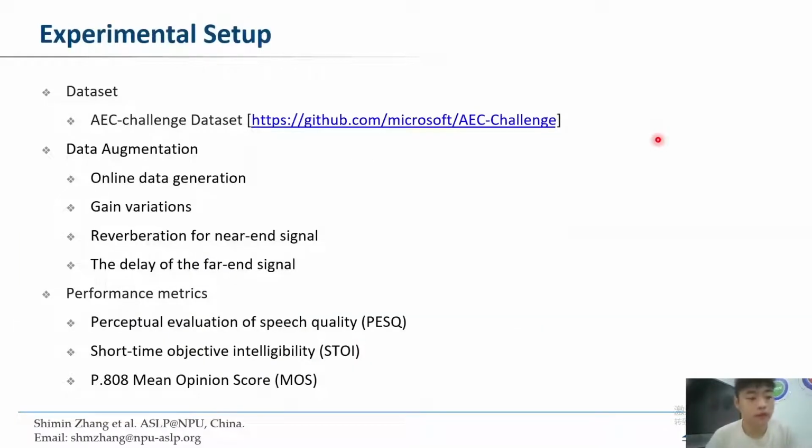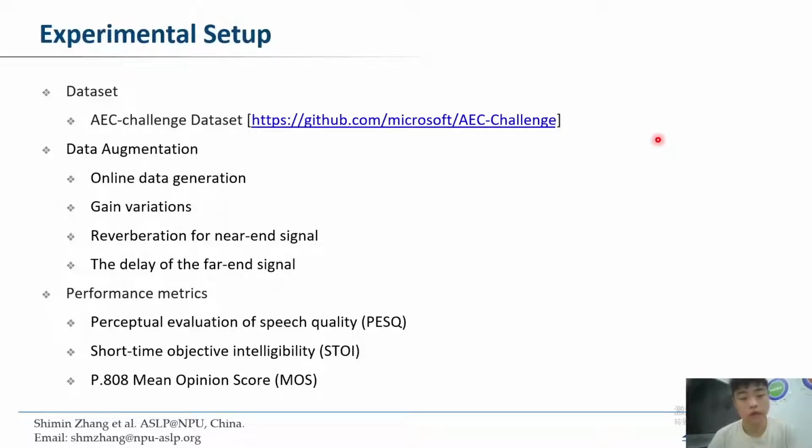We do not use additional data, all of which were from the AEC-challenge datasets provided by the competition officials. We use many data augmentation methods, with online data generation according to a certain range of SER and SNR. The training data is randomly generated. Gain variations are applied because in the microphone signal, the volume of a certain section may change suddenly. We apply reverberation to the near-end signal to simulate the inevitable room reverberation, and a delay to the far-end signal to make the network learn the change of time delay.